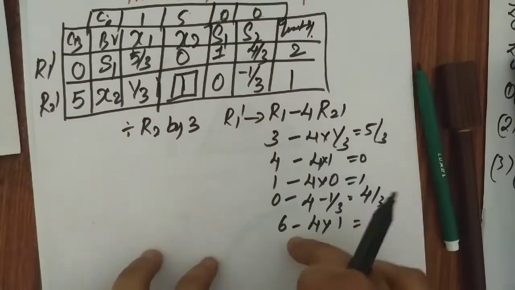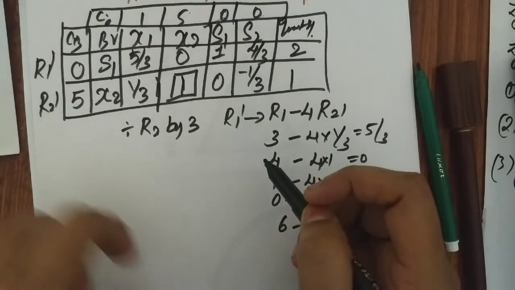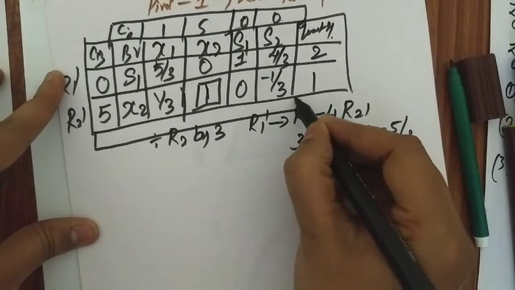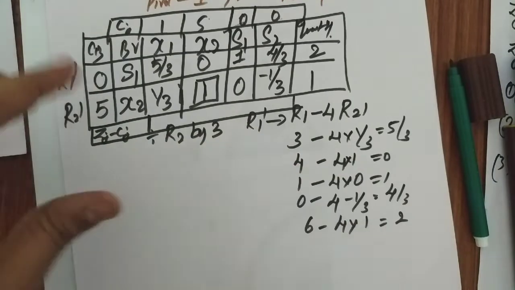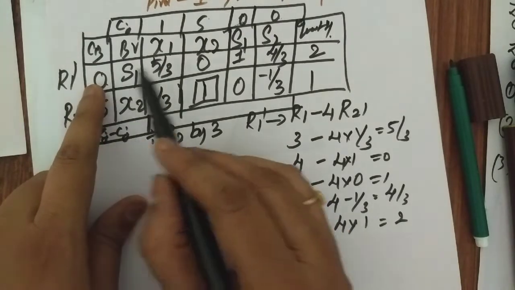You can keep it aside. So these are the simplifications where we have got this. Now what we have to do, here we have to calculate the Zj minus Cj. As I told you previously, it is the same procedure.